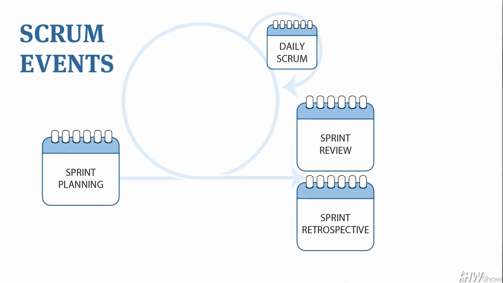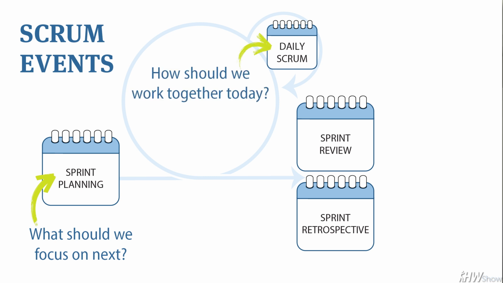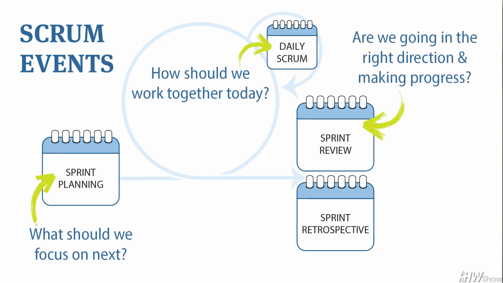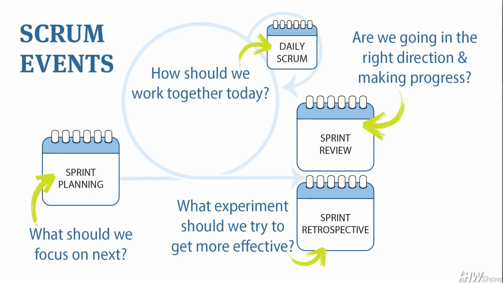The first of these is Scrum-like events in a Kanban system. The 4 Scrum events do a minimal set of jobs that most teams need. Sprint planning answers, what should we focus on next? The daily Scrum answers, how should we work together today to get the most important work done? The sprint review speaks to, are we going in the right direction? Are we making progress like we expected? And the sprint retrospective gets a team to align around what experiment they want to do to become more effective at their work.